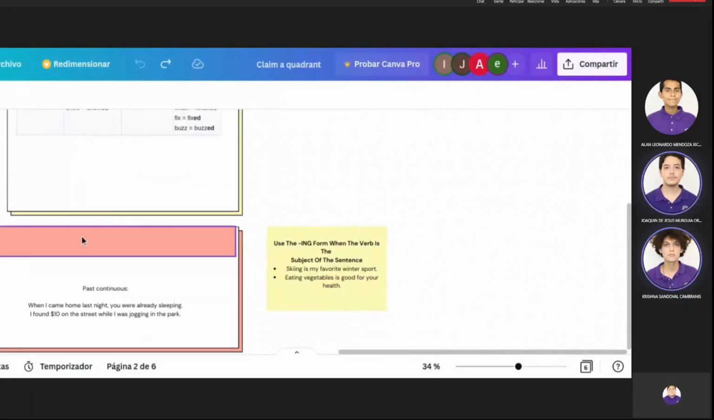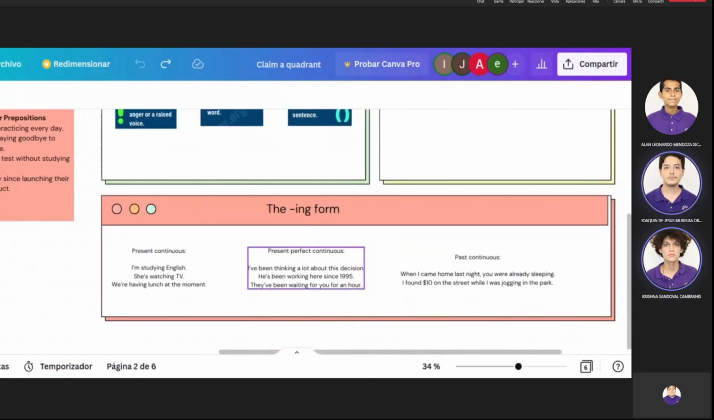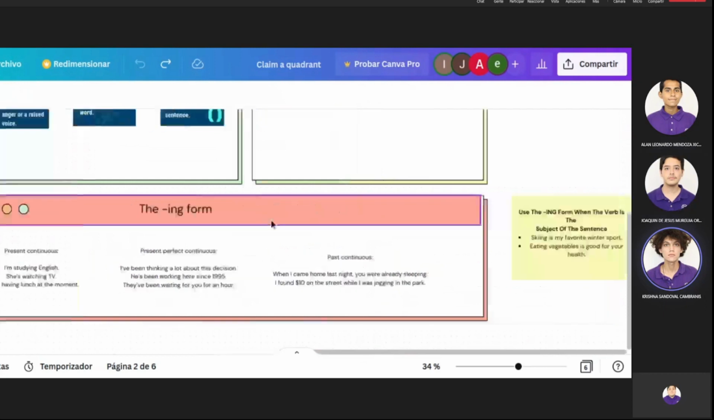And now I'm going to speak about the ING form. In Spanish, it's like ando or iendo. And we use this form when we are doing an action at this moment, like I'm studying English, as you can see. And we use the verb to be, and then we use the verb in the other form.